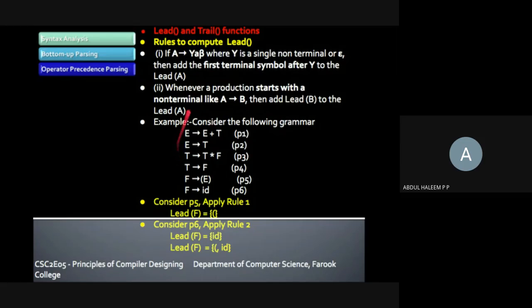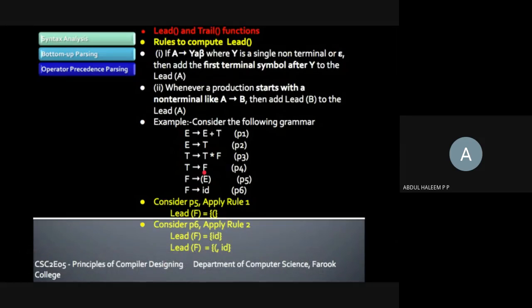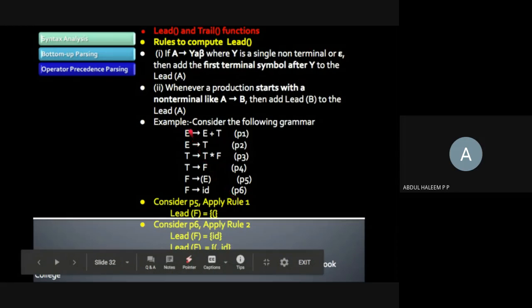Now we will apply rules 1 and 2 for a given grammar. The grammar given is: E derives E plus T, E derives T, T derives T into F, T derives F, F derives an expression in brackets E, and F derives ID. Please note down this grammar also, and name all these productions appropriately, because we have to refer to these productions. Have you written this grammar?